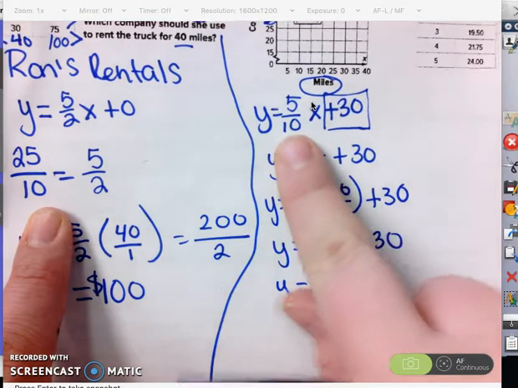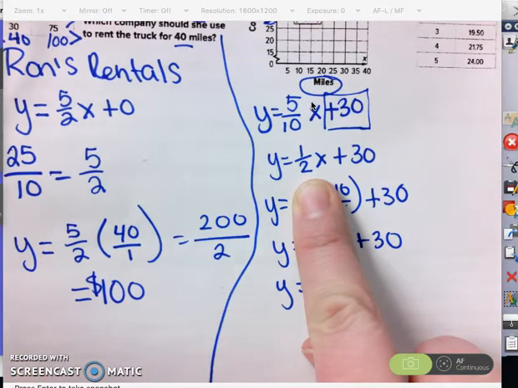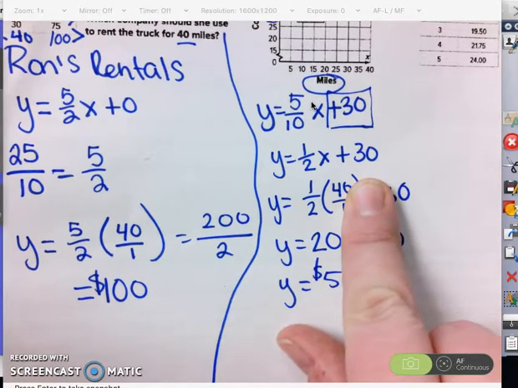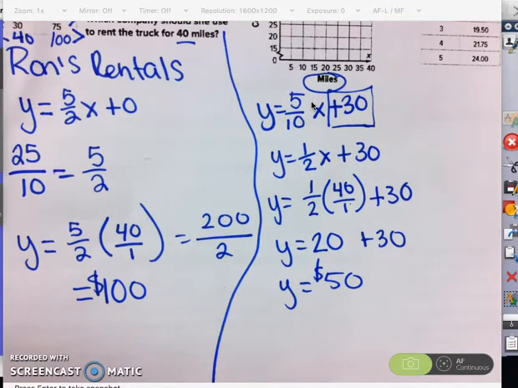Because if you go 1 mile, it's half a dollar or 50 cents per mile. So if you go 1 mile, it's 50 cents, but then you have to add that $30. That $30 is that base rate or base fee. Just for renting the car or the truck, you have to pay $30. And then on top of that, you have all those miles you have to pay for also.